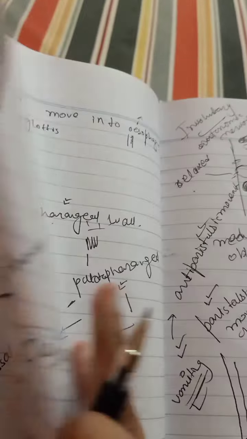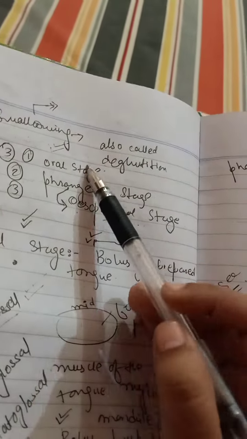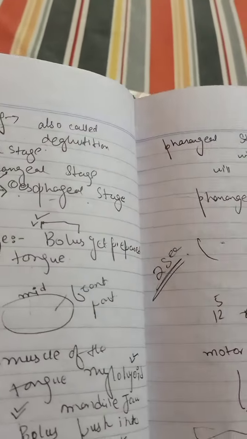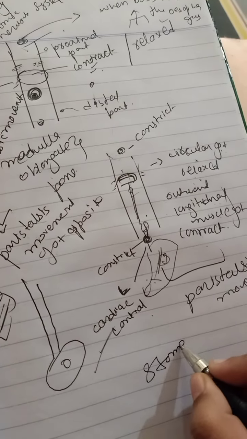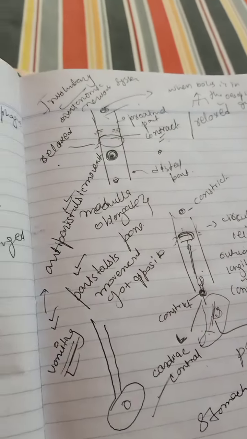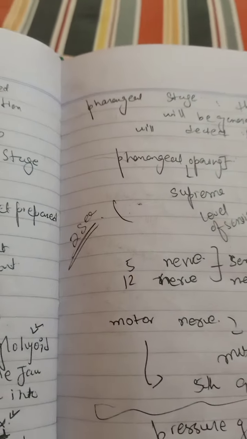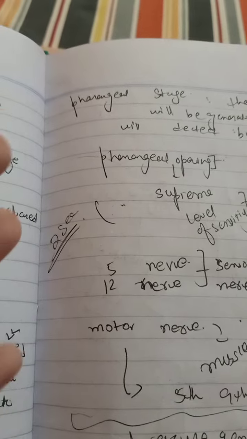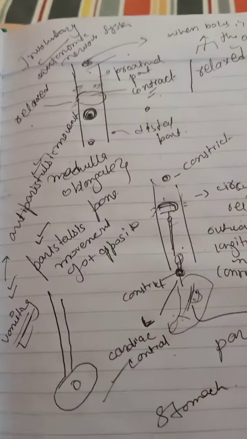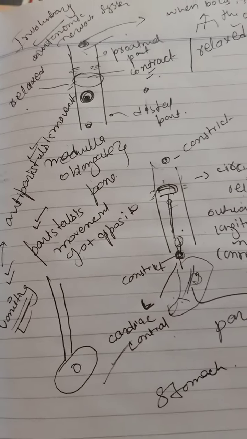So today we are done with the three stages: oral, pharyngeal, and esophageal. So in the next video we're talking about the stomach. We are done with the mechanism of food digestion around the esophagus. In the next video we're talking about the stomach, or structure of the stomach.